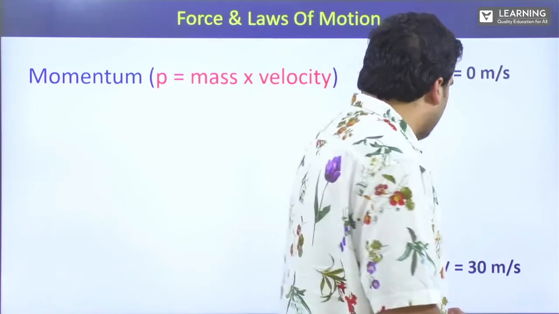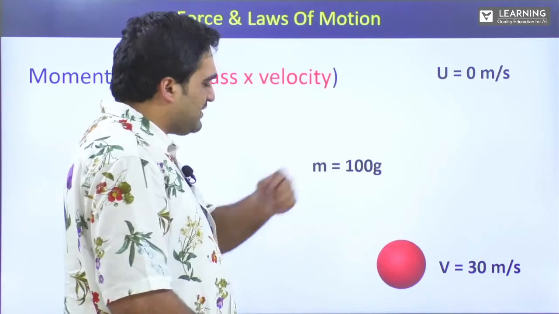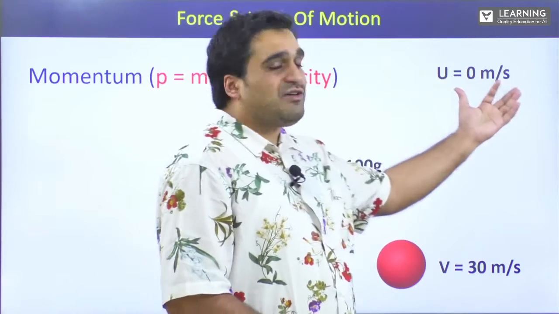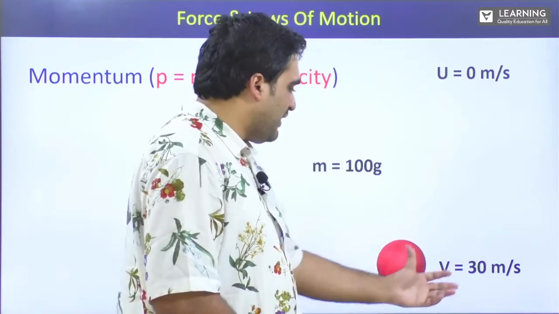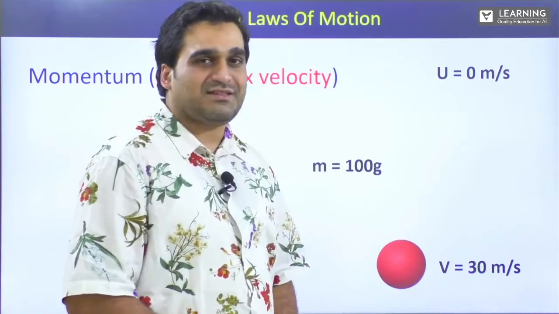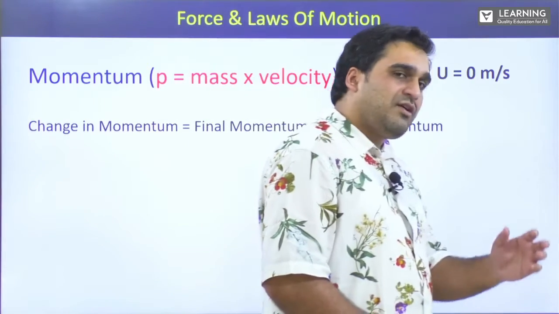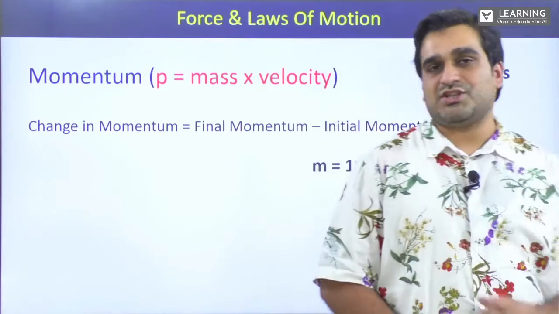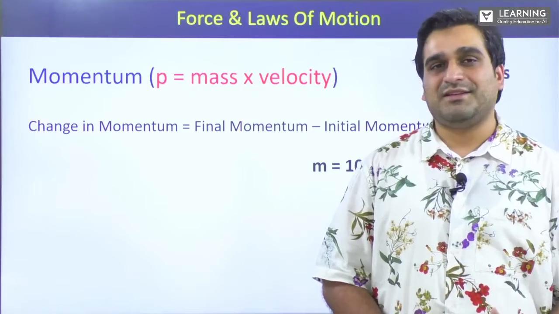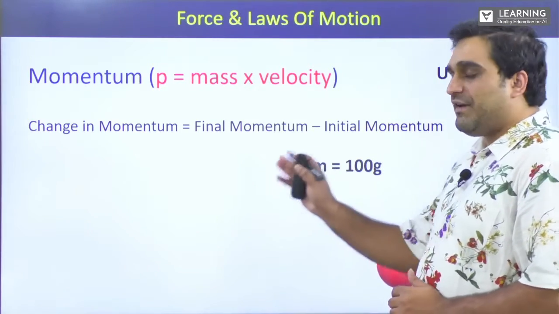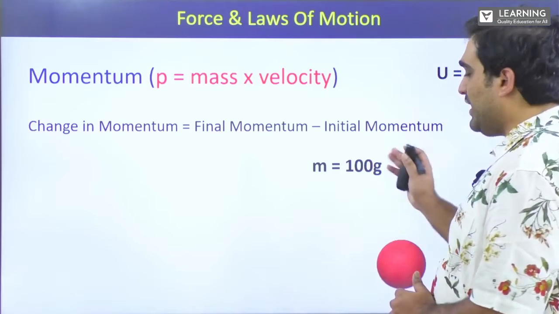Let's consider the mass of the ball is about 100 grams. Initial velocity of the ball is 0 and the final velocity of the ball is 30 meters per second. So can we determine how much will be the change in momentum? Certainly. Why not? Change in momentum is defined as final momentum minus the initial momentum.